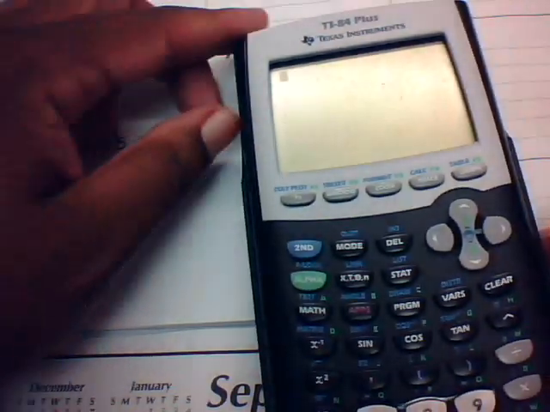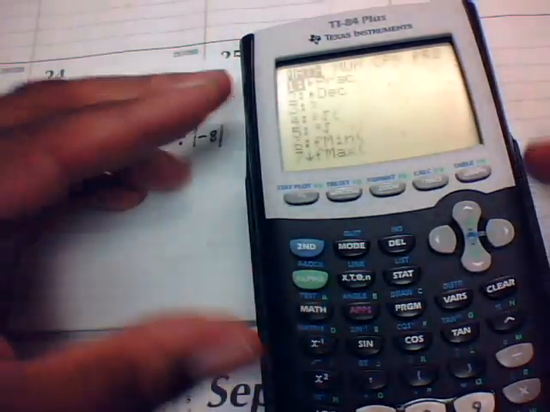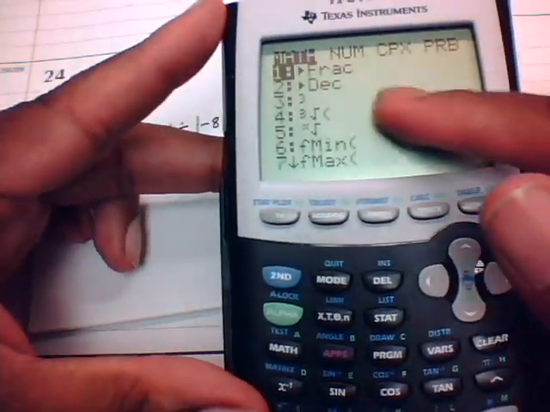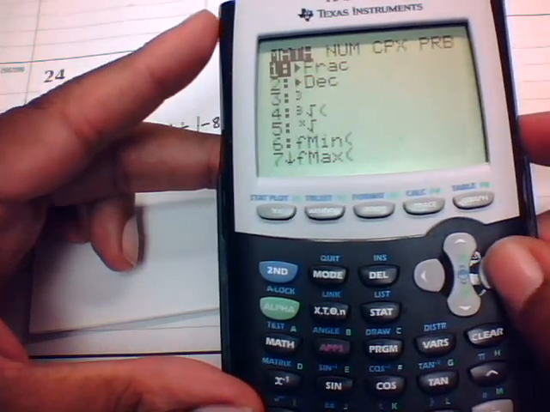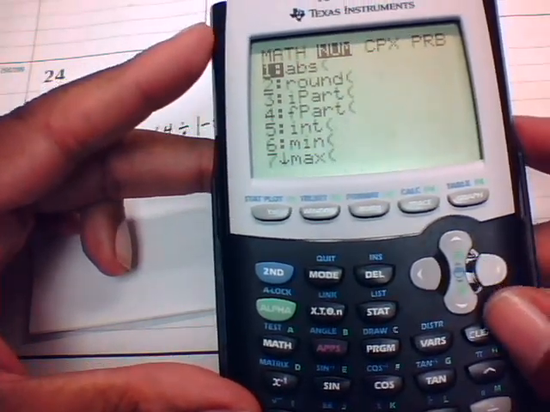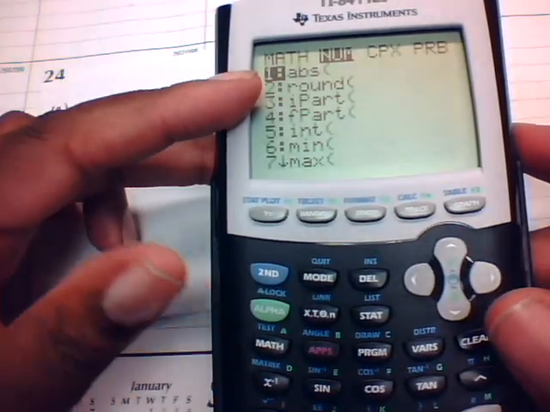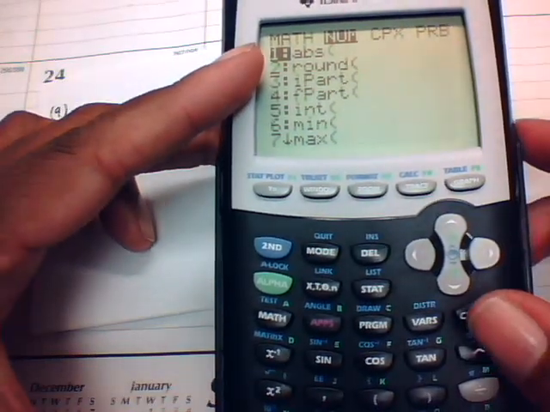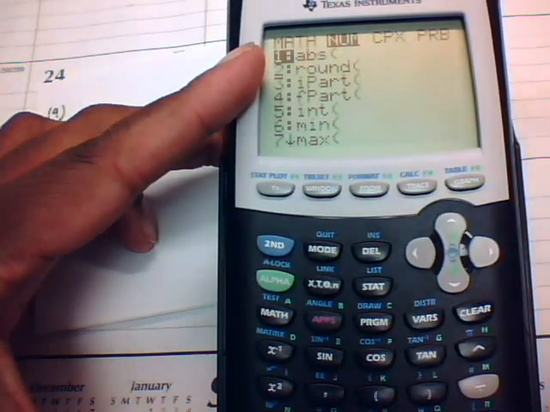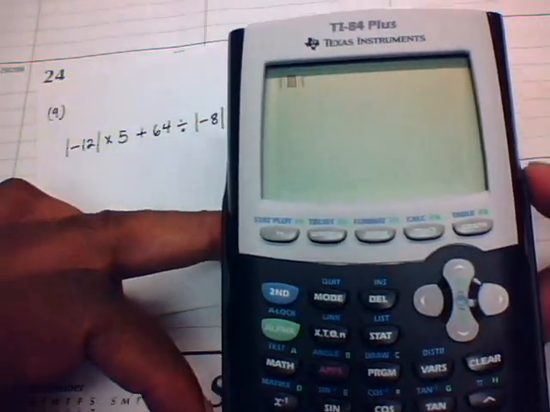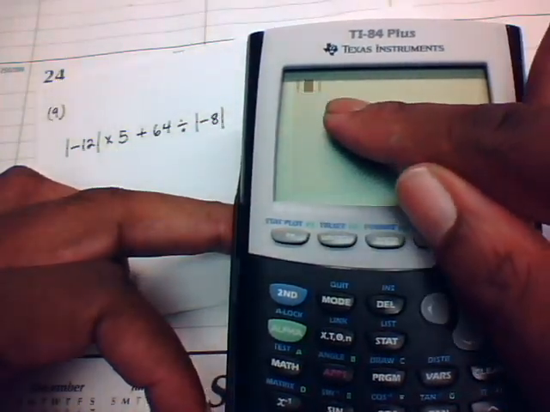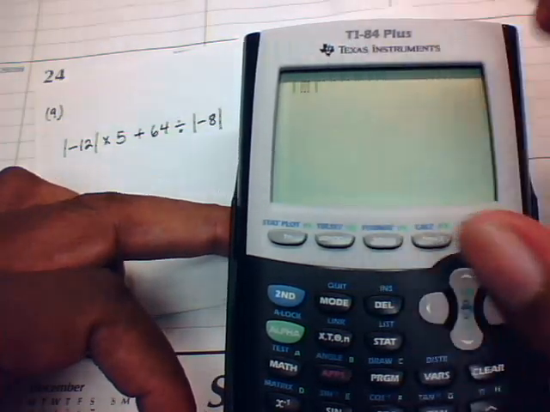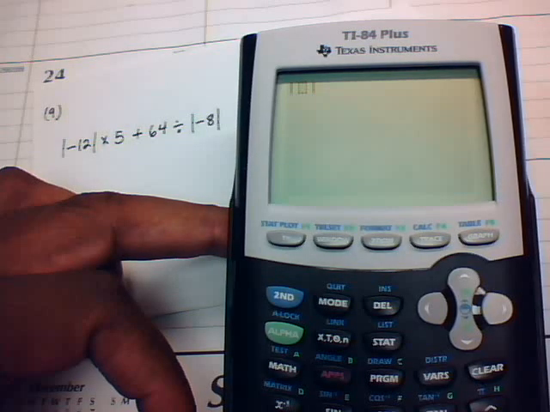Okay, now for the absolute value of negative 12, you want to press the math key first. And the menu that you want is the menu that says NUM. That's the number menu. And notice under the number menu, you see number 1, which is ABS. That's short for absolute value. So you'll select that one when you just press enter. Now notice it gives the absolute value symbols here. With the TI-84 Plus, it gives the absolute value symbols. With the TI-83 Plus, it will say ABS.